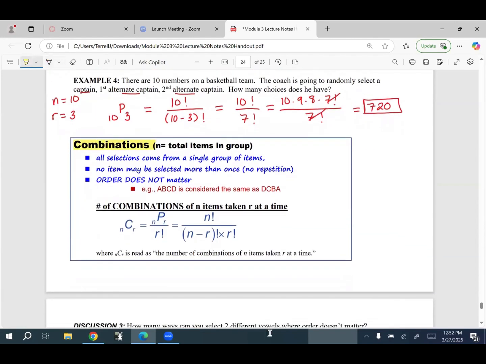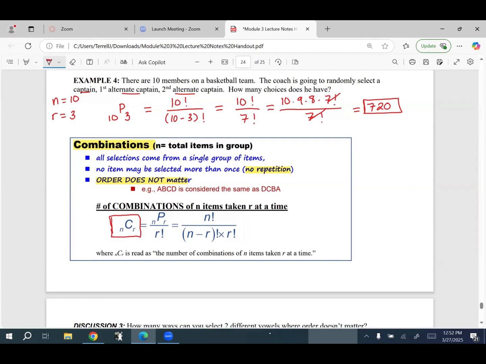For combinations, it's similar. We don't want any repetition here, but here the order does not matter. These are situations where the order doesn't make a difference. Order does not matter. This is when you would use a combination. So the notation for a combination is NCR, where N still represents the total amount of items. R represents the number of items you're selecting.